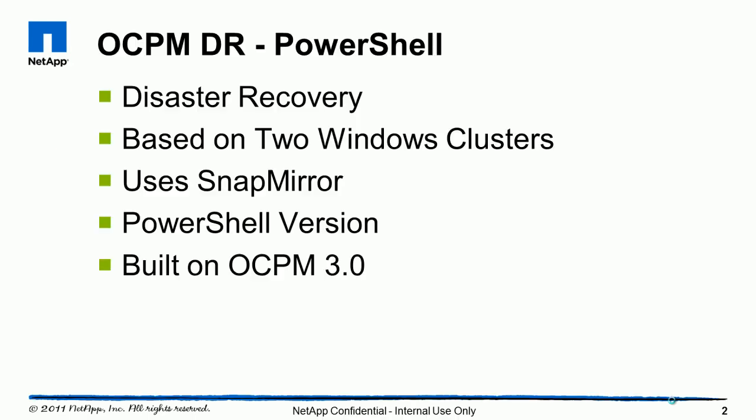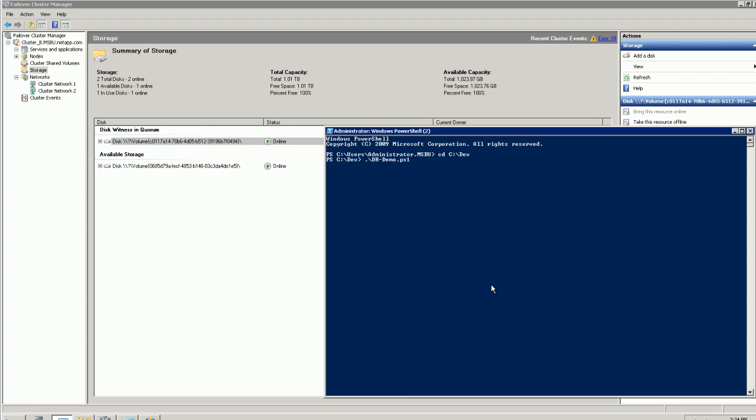Today we're going to be talking about the OnCommand plugin for Microsoft Environments 3.0. This scenario is the disaster recovery scenario, and it's based on 2 Windows clusters. This is using SnapMirror underneath, and this is the PowerShell version of the OCPM 3.0 demonstration. So here we have the environment, and we're just going to start a little script to simulate a failover.